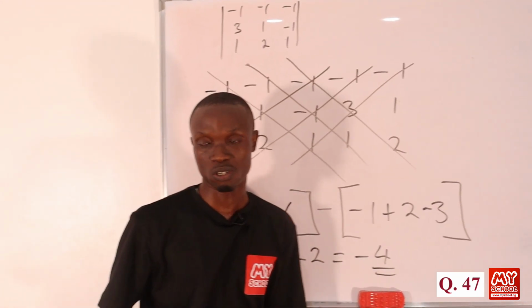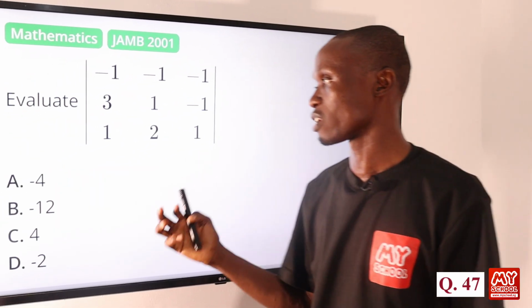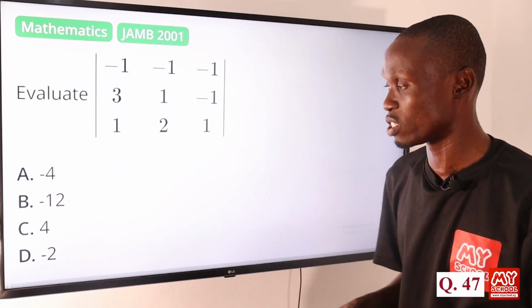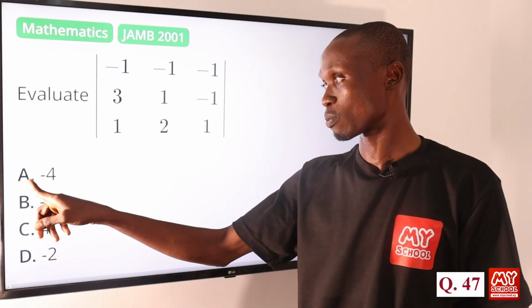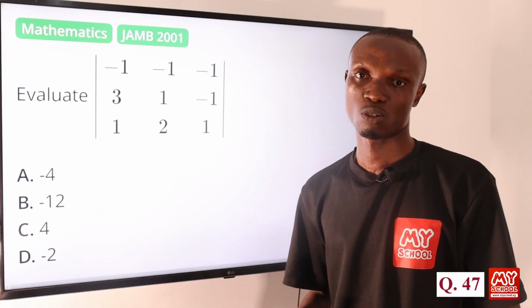So let's return back to the screen to pick the correct answer to this question. From our calculation, we got the determinant of this matrix to be equal to minus 4, and that makes option A the correct answer to this question.